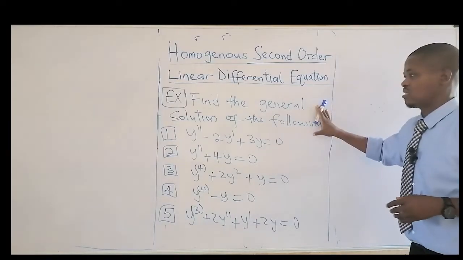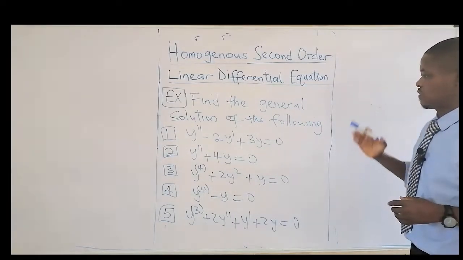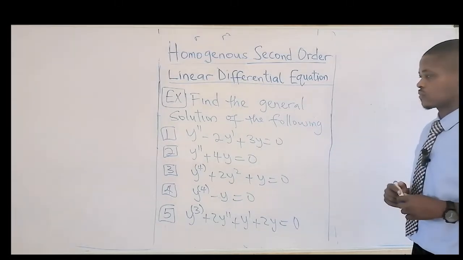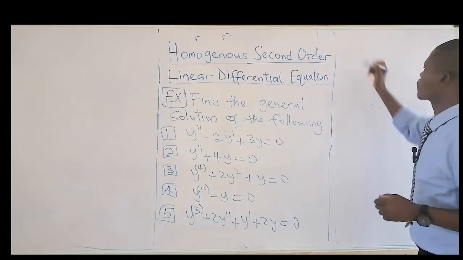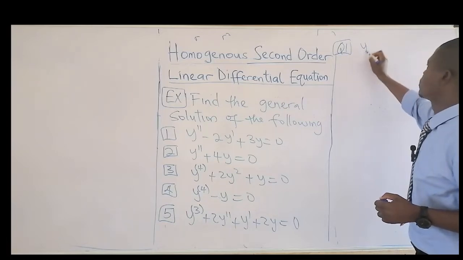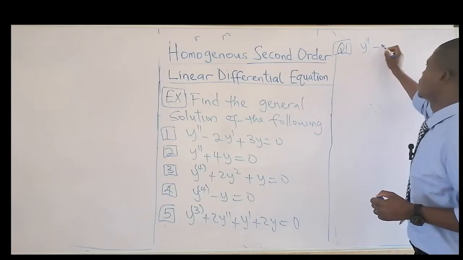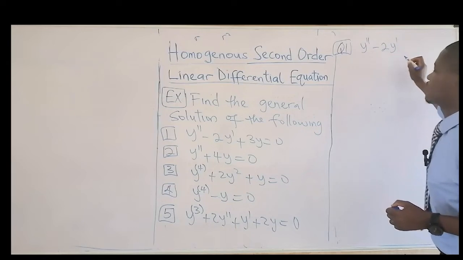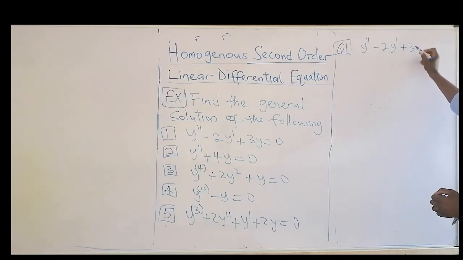We are looking at the exercise questions. Find the general solution of the following. Okay, question one. We have the second differential minus 2 times the first differential. So we all know the topic is second order differential equation, and it's homogeneous.